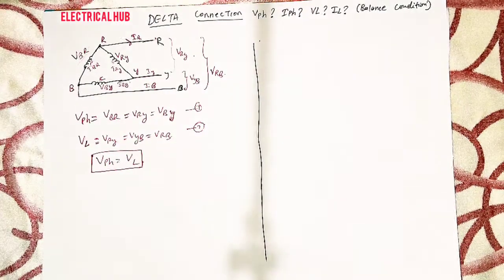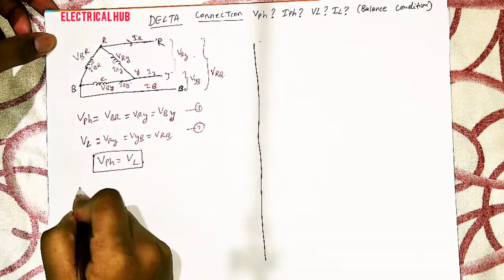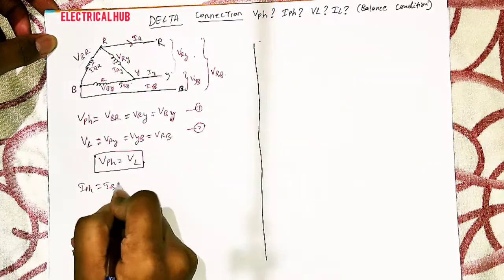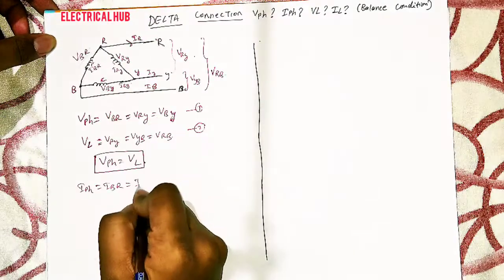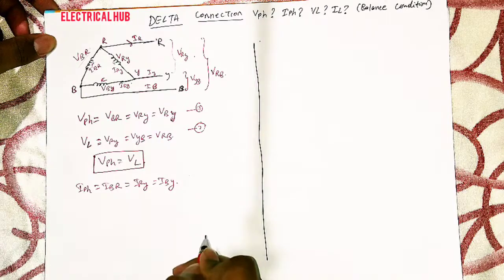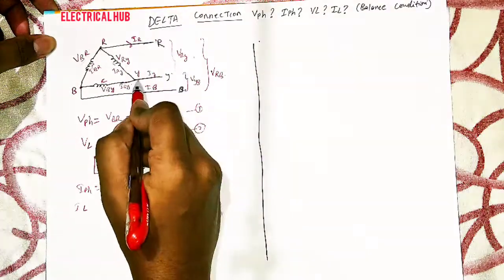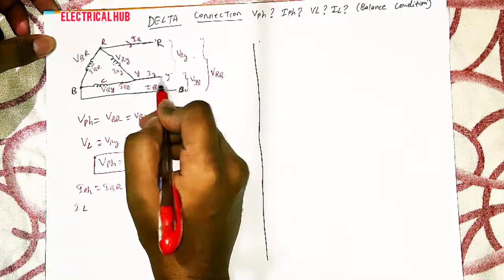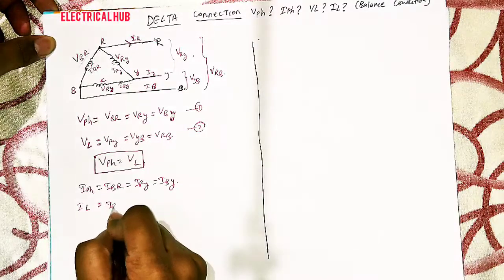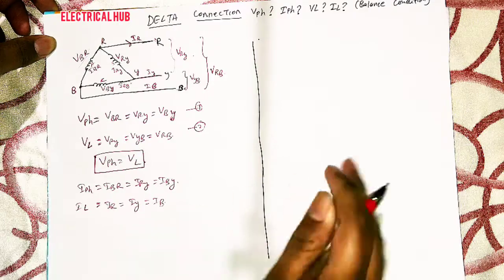Alright, so these are the phase currents. So we can write the phase currents: IBR, which is equal to IRY, which is equal to IBY. Alright, and what will be the line current IL? IL is this part, the R, Y and B line wire currents. So the line wire currents are IR, which is equal to IY, which is equal to IB.